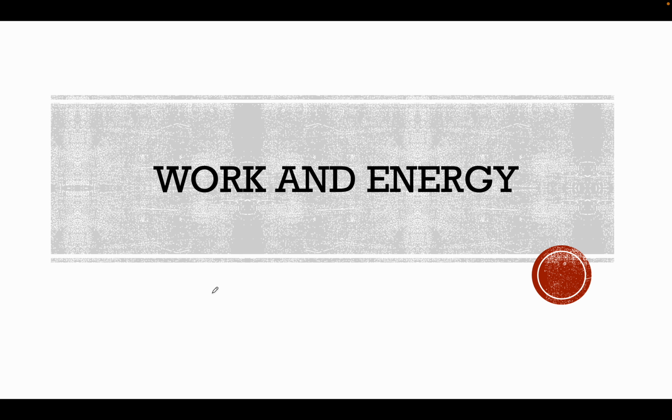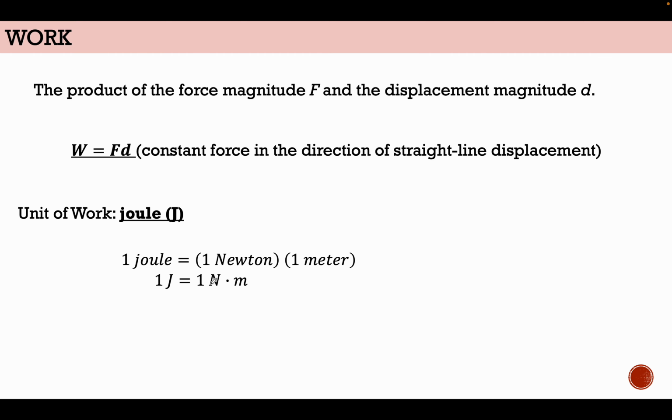So for today, we will be discussing work and energy. If we define work, work is the product between the force magnitude F and the displacement magnitude D. So we have here our equation for work. Work, capital W, is equal to force F times the displacement D. This is our formula for the work done given a constant force which is in the direction of a straight line displacement.